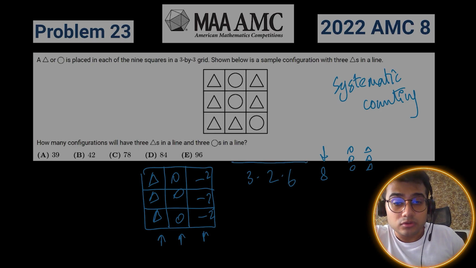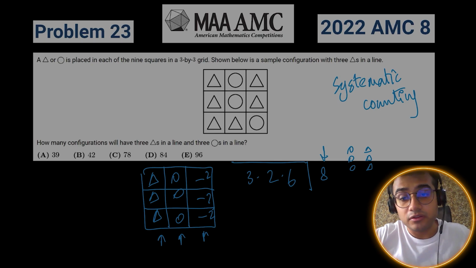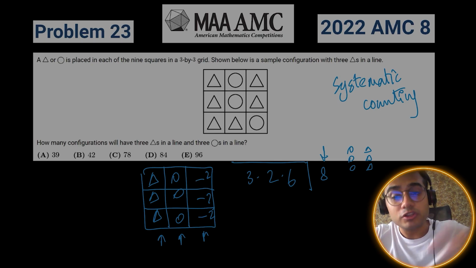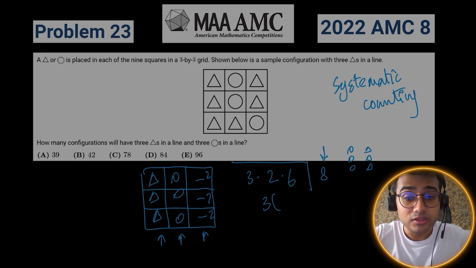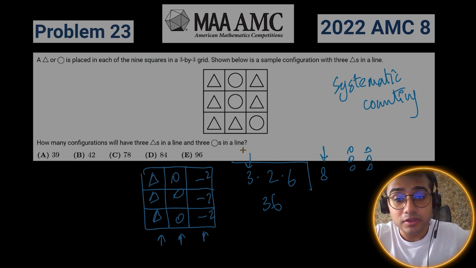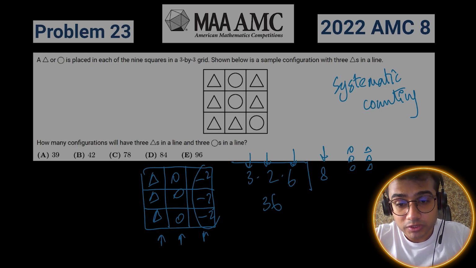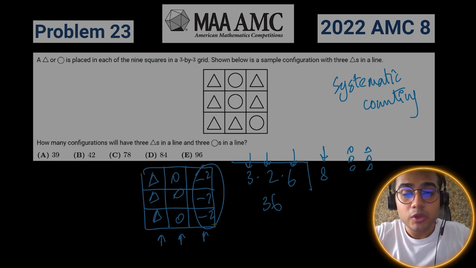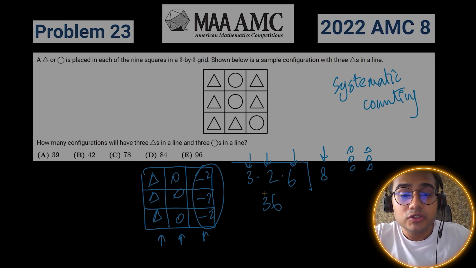So in total, when we are not considering a full line of circles and a full line of triangles in the last column, we'll have 6 possible configurations. And that means the total number of configurations we will have right now is 3 times 2 times 6, which will be 36. This 3 came from the 3 choices we have for the column of triangles. This 2 came from the 2 choices we have for the column of circles. And this 6 came from the 6 possible configurations we can have in the last column, which will just be like 2 circles and a triangle and 2 triangles and a circle, 3, 3 each. So that gives us 36.